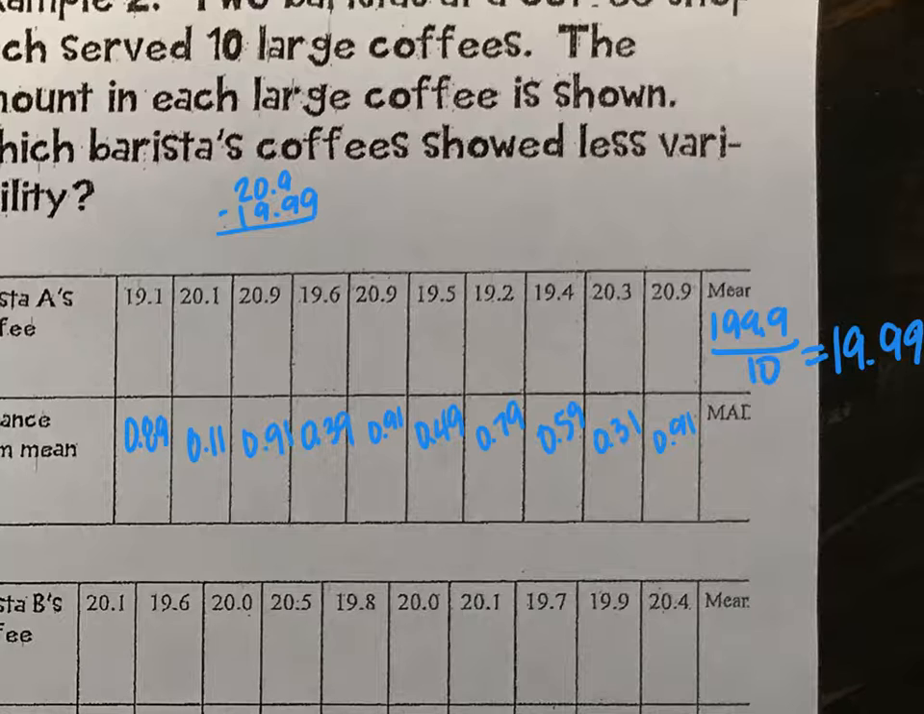Does everybody see where I'm getting these numbers from? I'm taking them and subtracting the mean. In this case, I would put the average on top and subtract this number on bottom, okay? Just the distance. It's all we're looking for is the distance, okay?